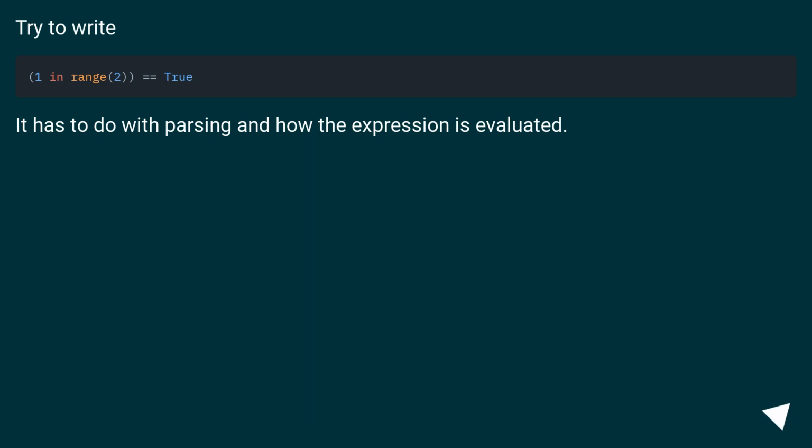Try to write. It has to do with parsing and how the expression is evaluated.